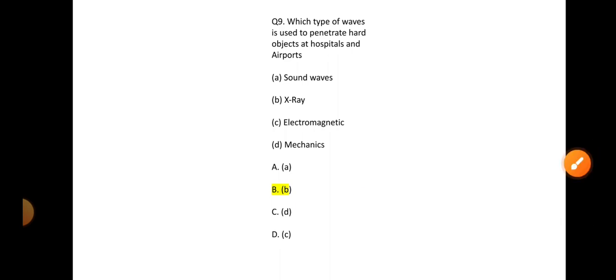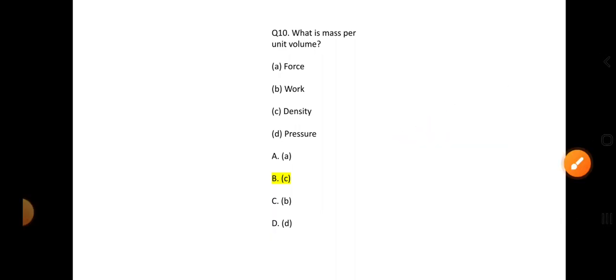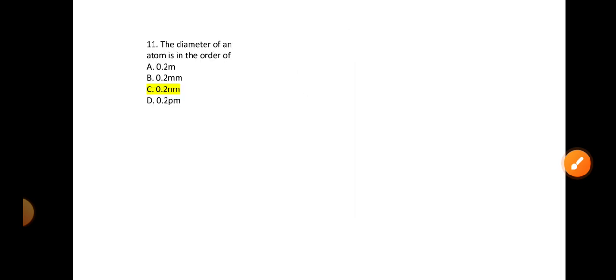Why do we use x-rays? What is the mass per unit volume? Mass per unit volume is density, m by v. M by v is equal to density. 11. The diameter of an atom is of the order of 0.2 nanometers.